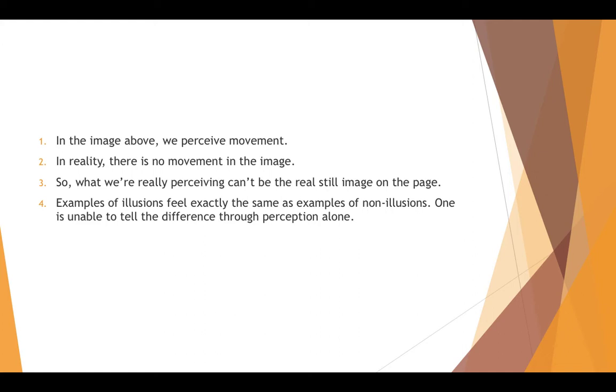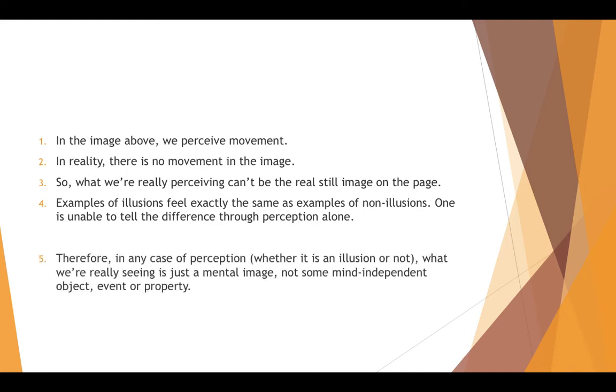Veridical perception is the word we're going to use. That means just the real, normal perception. There isn't actually any way of delineating between the two. So therefore, in any case of perception, whether it be an illusion or not an illusion at all, what we're really seeing is some mental image of the object. We're not actually seeing the mind-independent object, event, or property. That's what the illusion argument is stating.